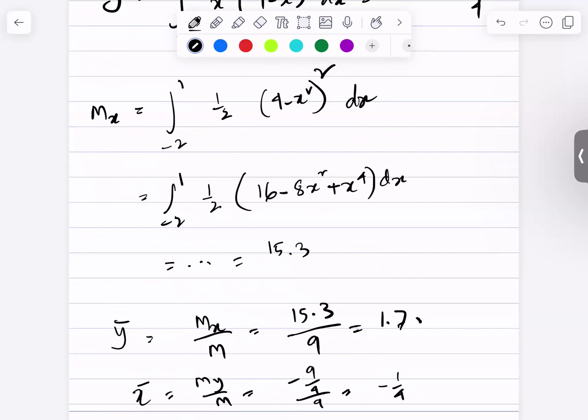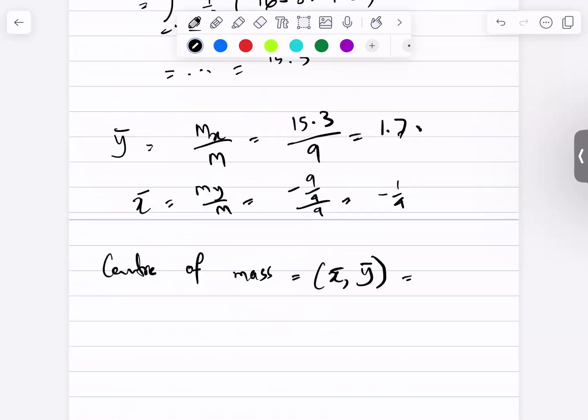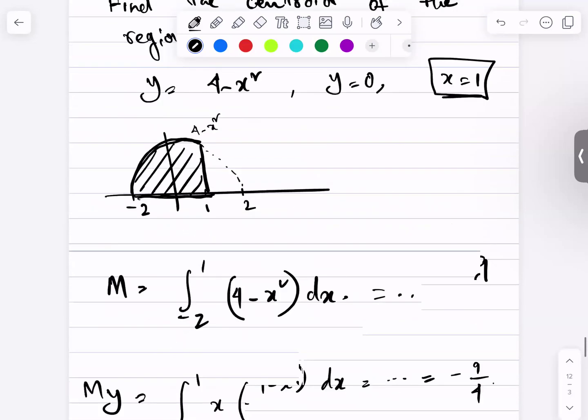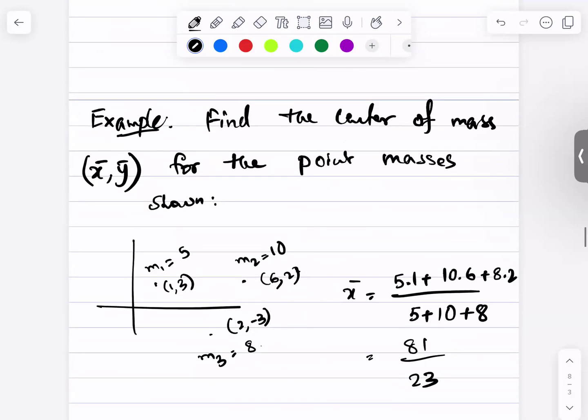So my center of mass is x bar, y bar, which is -1/4 and 1.7. That's my answer, basically. Okay, so this is basically it about centroids. I hope you'll be able to solve the problems in homework 3. And if you have any doubts or questions, you can meet me in the office. Thank you.